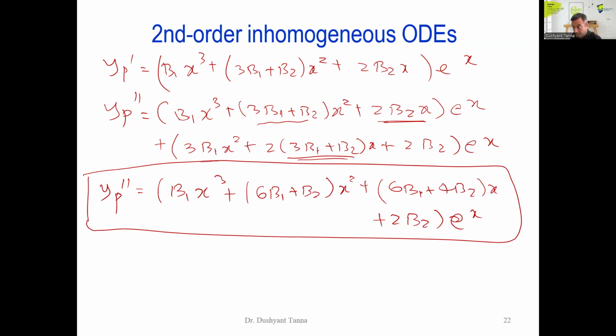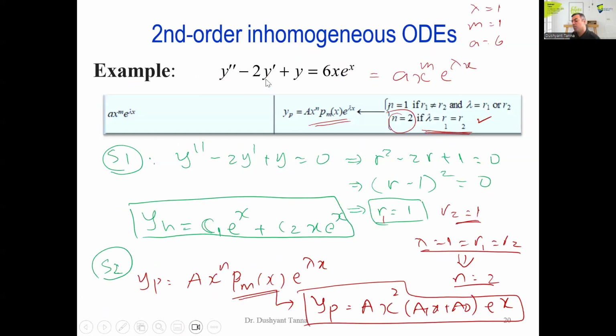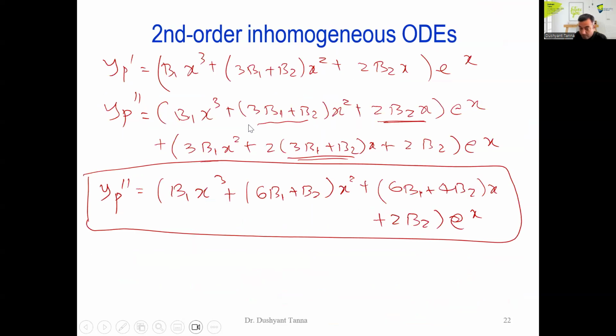Right. Now, back to the question. Y double dash minus 2y dash plus y is equal to 6x e raised to x. You have to plug everything in here. Really, really carefully.